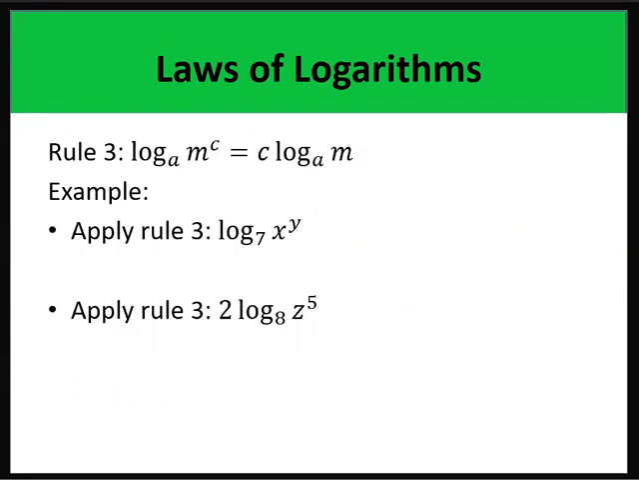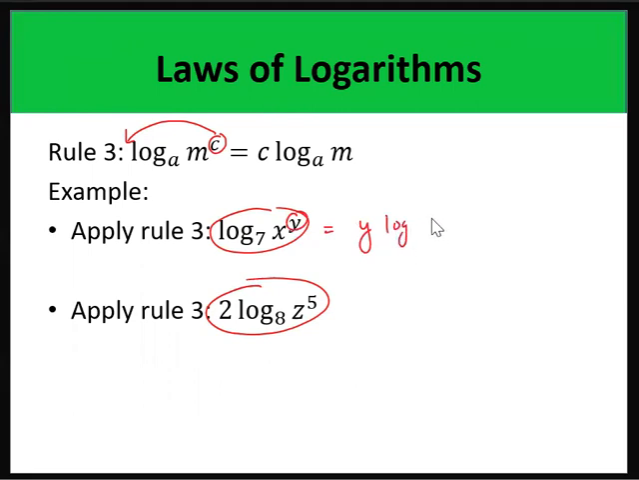Now for the third rule, if we have the logarithm of m raised to an exponent c to the base a, then we can bring down the exponent c and multiply it with the logarithm of m to the base a. So for example, if we are supposed to apply rule number 3 to these expressions, then these are equal to y times the logarithm of x to the base 7. Now for the second one, this 5 here shall be multiplied to 2, so we get 10 times the logarithm of z to the base 2.